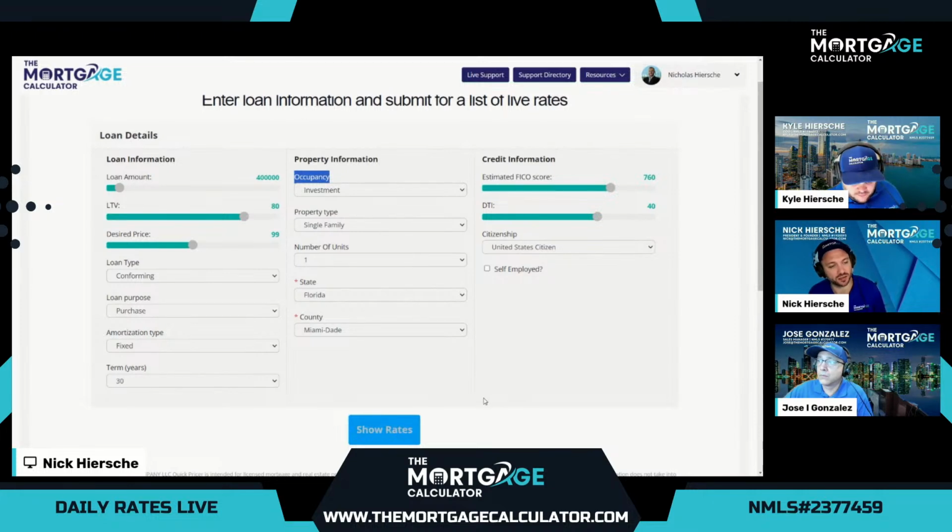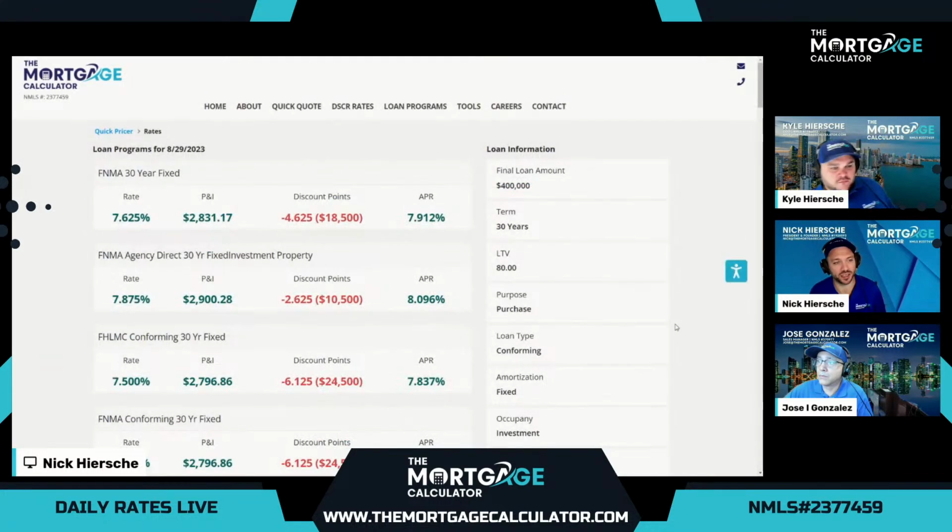So we can see the adjustments that conventional has added for investments. And unfortunately, as has been the case the last few days, it's not very good news. So, with these high adjustments that have been added, this is really not a feasible loan.